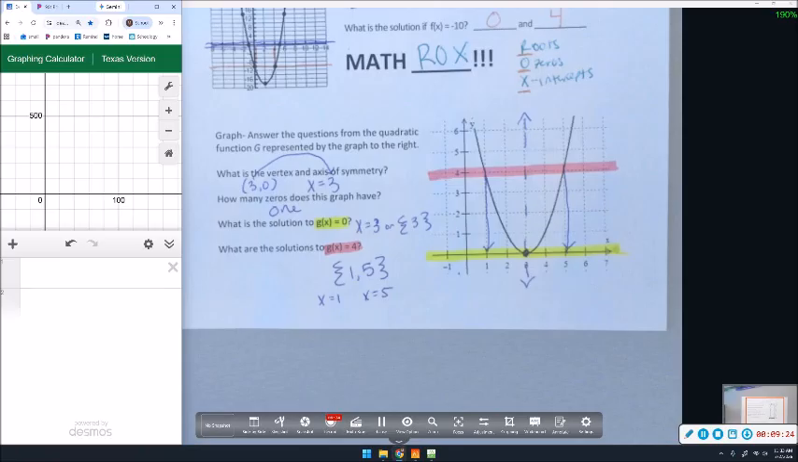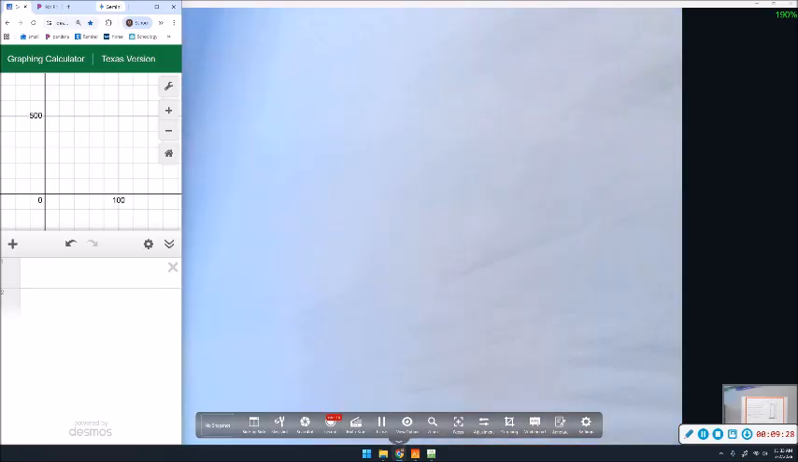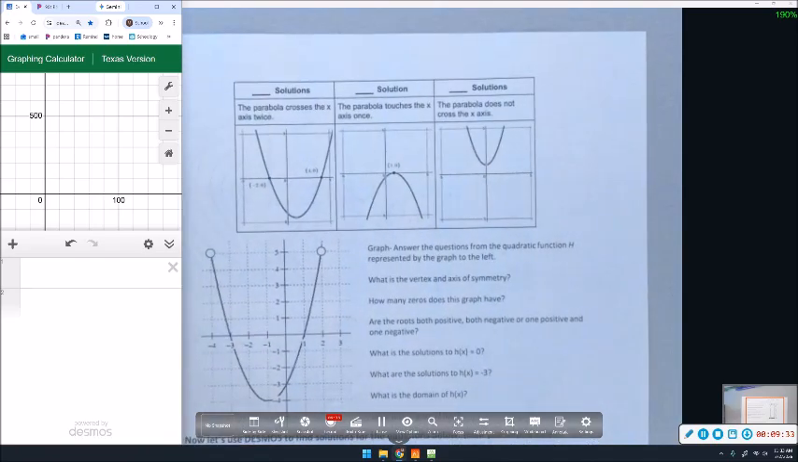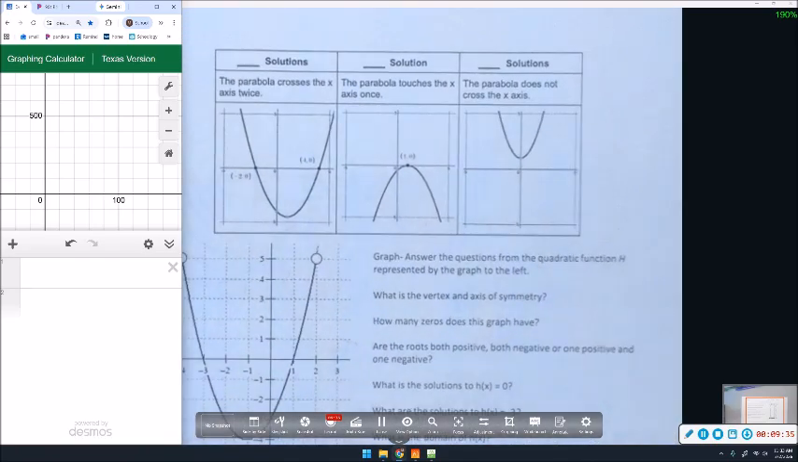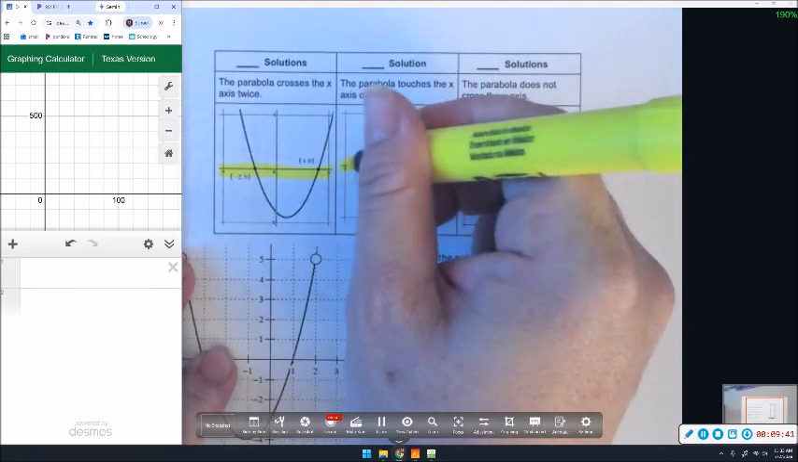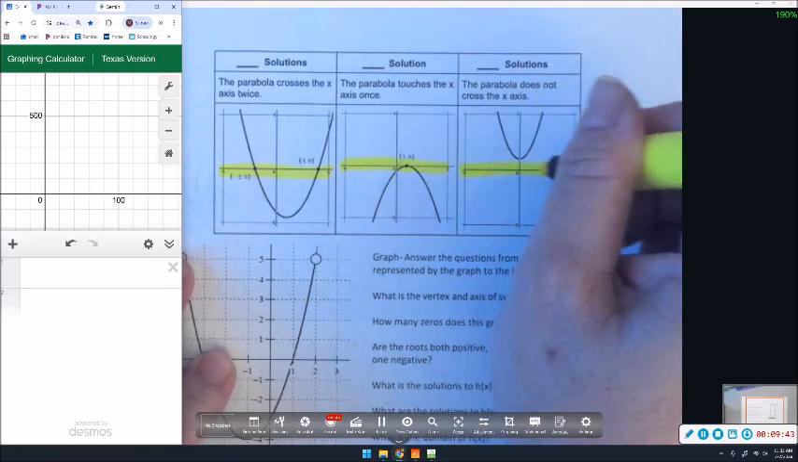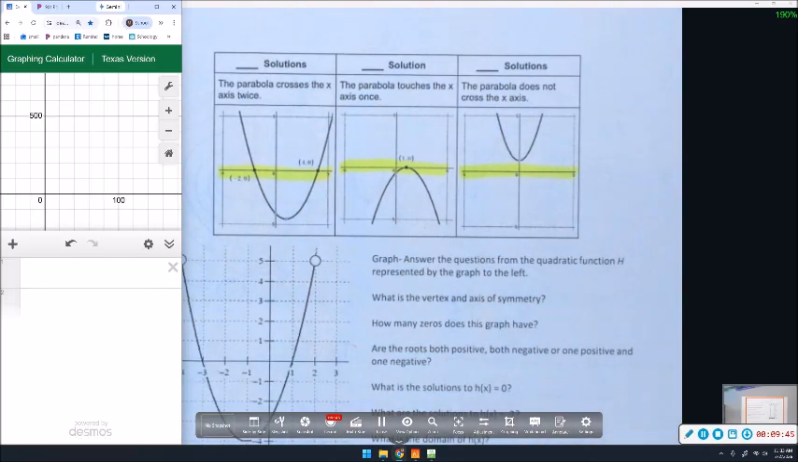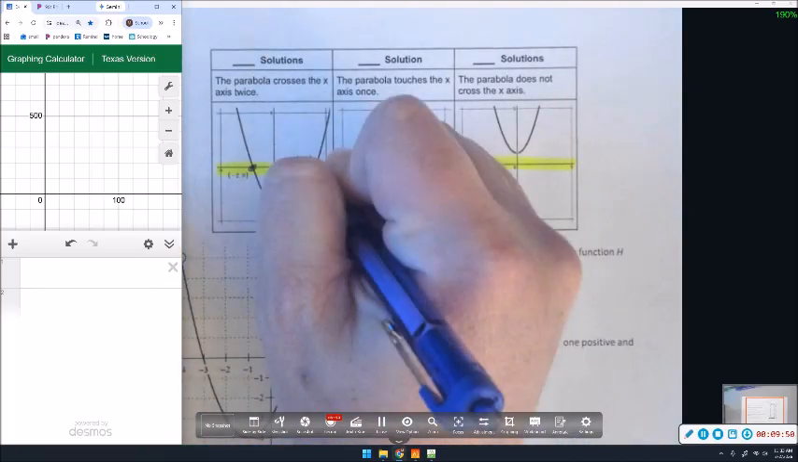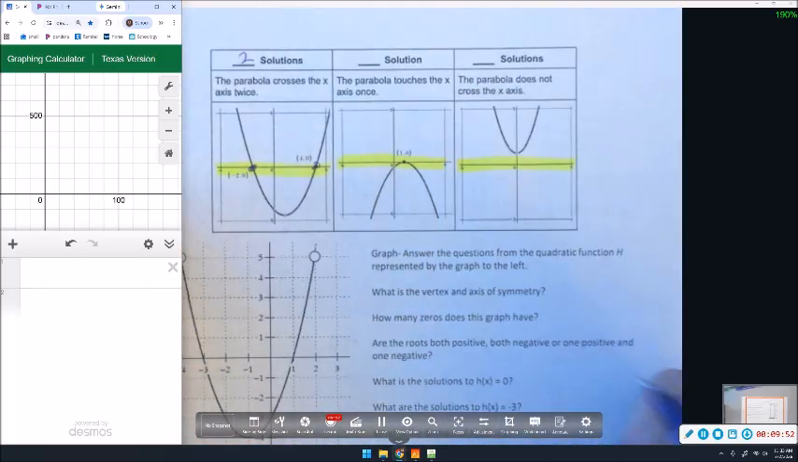No. Well, we're about to talk about that, so hold on, watch. Look here. Here we're going to talk about how many options you have. So what I want you to realize is on all of these we're talking about x-intercepts, right? So we have this option. What's the difference? The first one touches twice. Okay, it touches here and here, so we have 2 solutions.